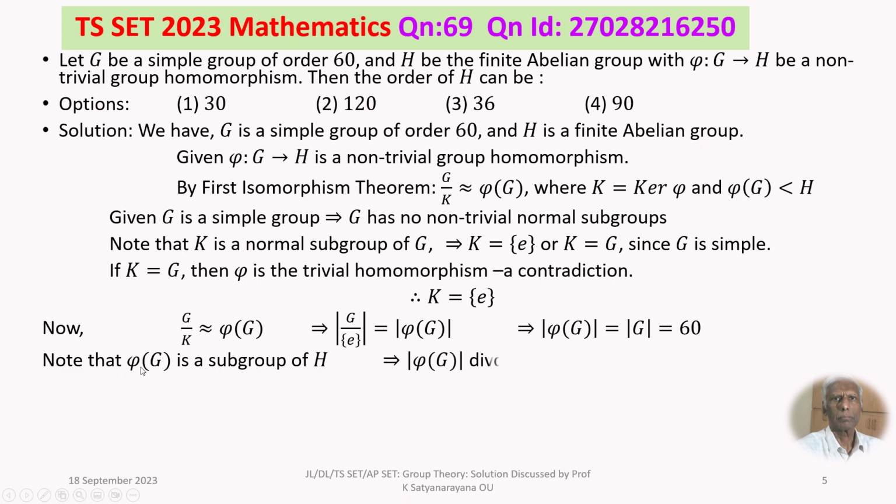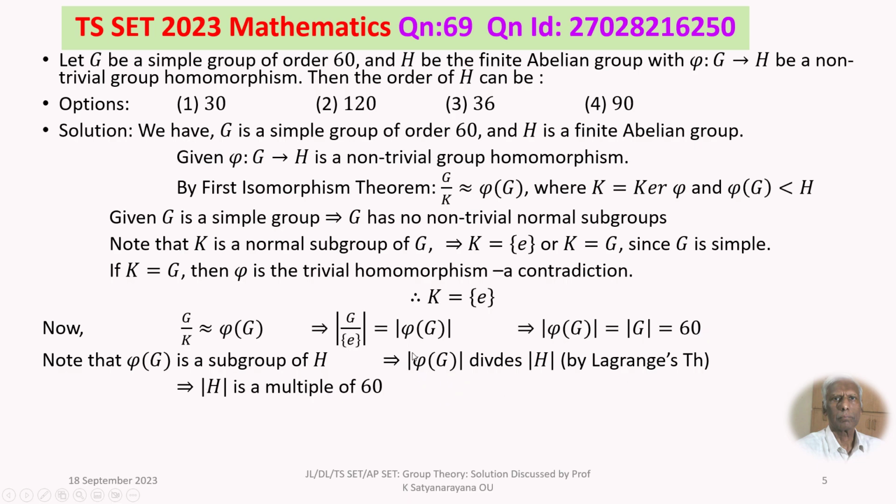Note that we have already seen that phi of G is a subgroup of H. Now apply Lagrange's theorem. Then the order of phi of G divides the order of H by Lagrange's theorem. So this means the order of H is a multiple of the order of phi of G. But the order of phi of G we have seen to be 60. Therefore, the order of H is a multiple of 60.